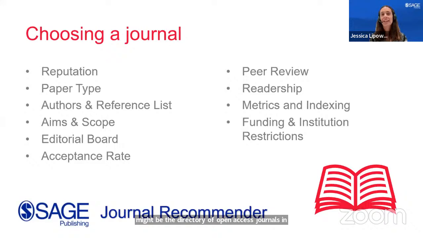Here at SAGE, we have what we call the Journal Recommender, and this is a tool where you can plug in your title and an abstract to help provide potential journals that might be a good fit for you. I know other publishers have some services like this. So rely on your colleagues, your co-authors, your mentors, as well as the publisher resources available to help determine the best journal for your fit.